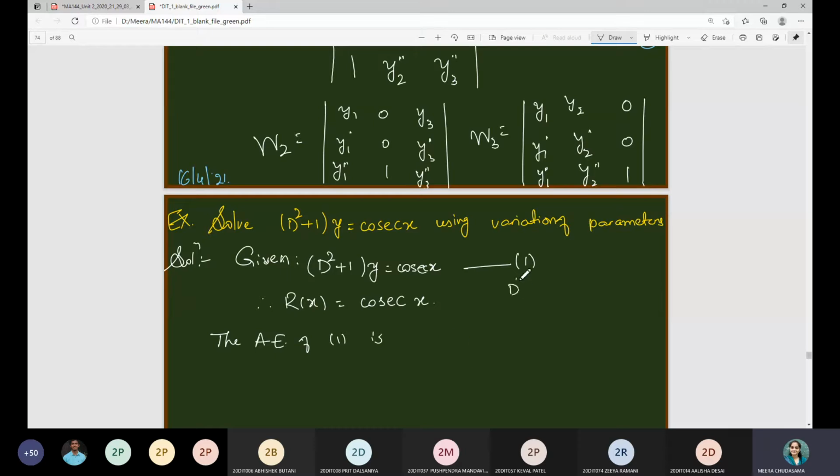Taking the auxiliary equation means you first consider the homogeneous part. So what is the homogeneous part of this one? That means take the right-hand side as 0. So that is this one. So what is the auxiliary equation of this? m² + 1 = 0. Yes, very good. m² + 1 = 0 implies what is m?